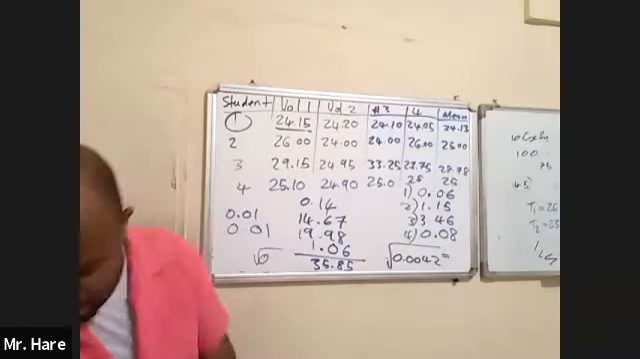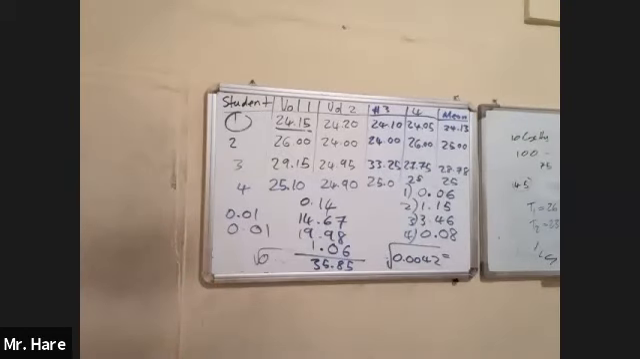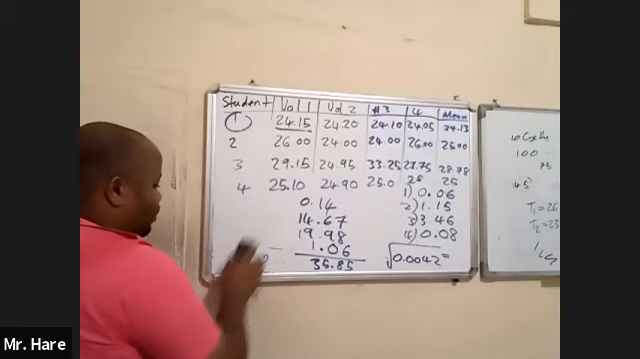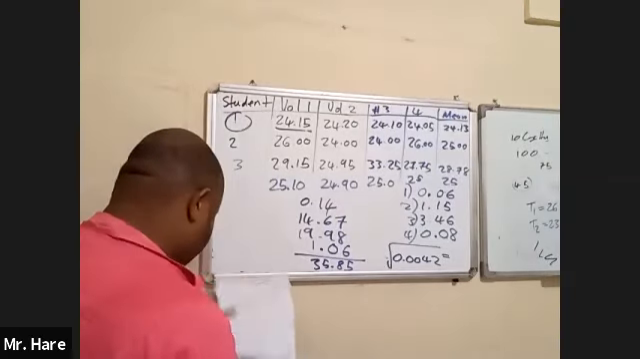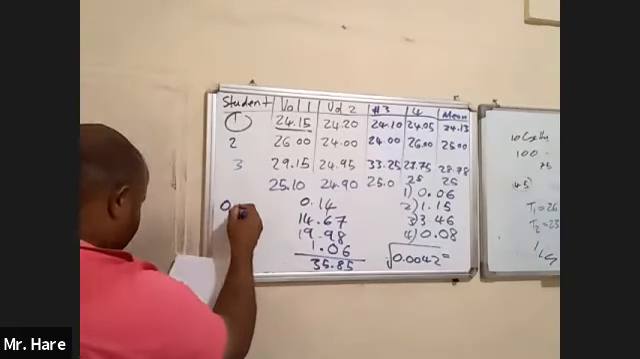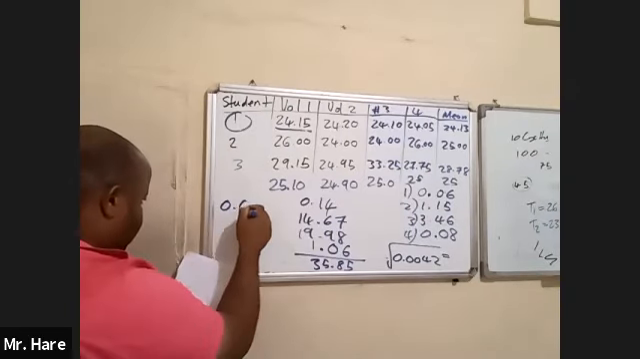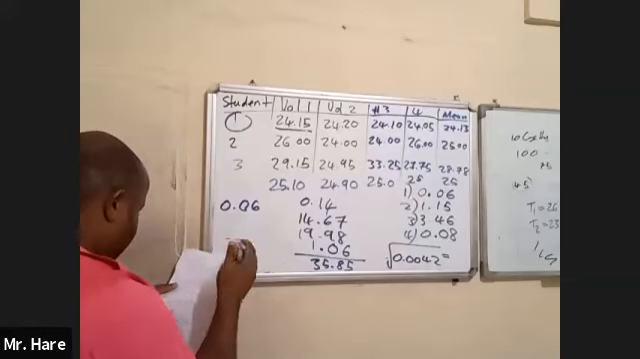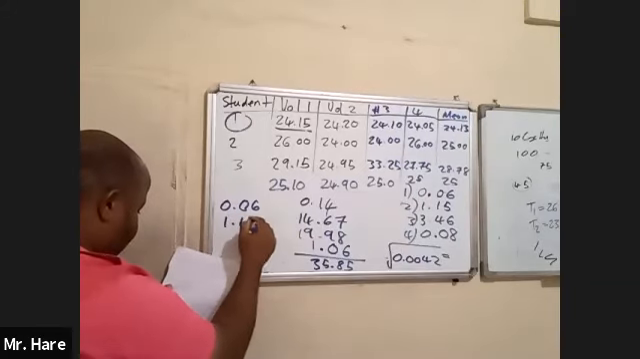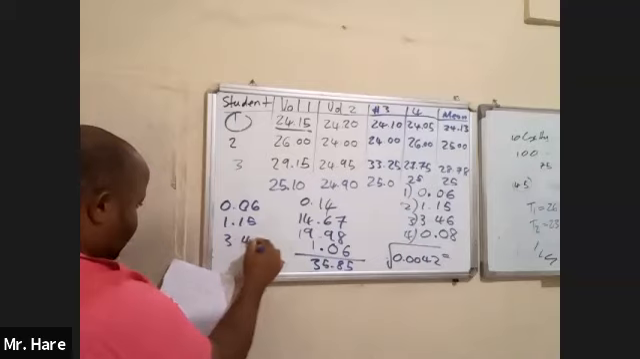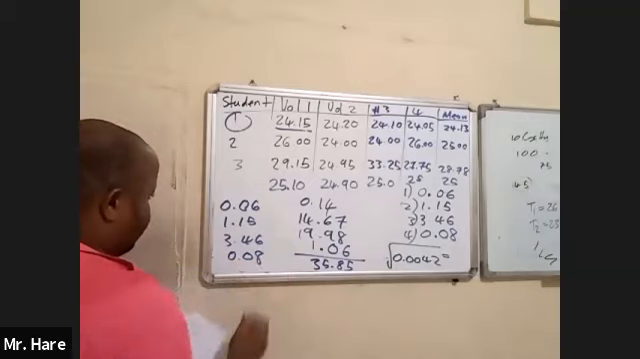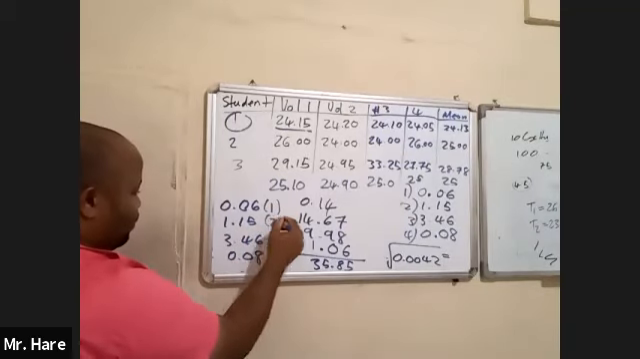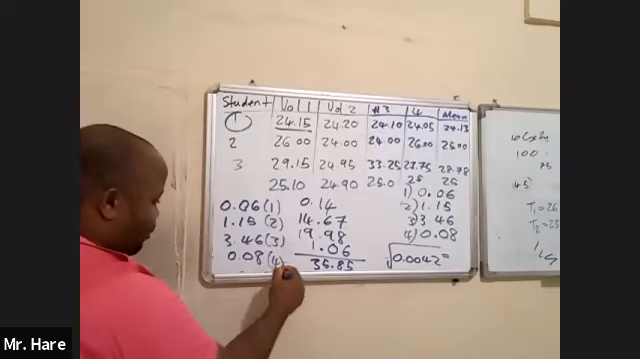So let me put back the answers on the board again. So for student 1, it was 0.06, then 1.15, 3.46, and 0.08. All right, so this is student 1, 2, 3, and 4.